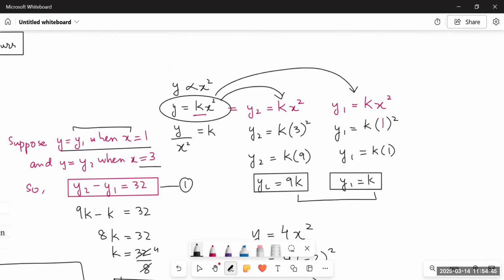So what we did, we supposed that y2 is equals to kx square, where x is equals to 3, and y1 is equals to kx square, where x is equals to 1. And after substituting the values, we got 9k and k, which we substituted back into the equation to find out the value of k. So this is how we have to solve these types of questions.